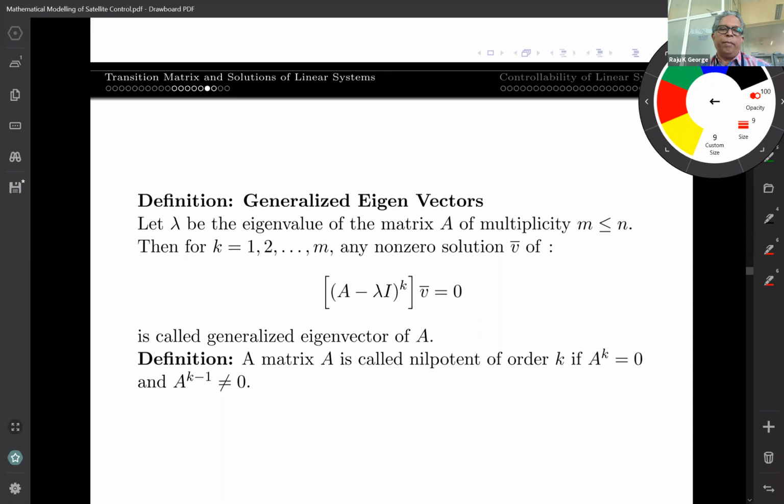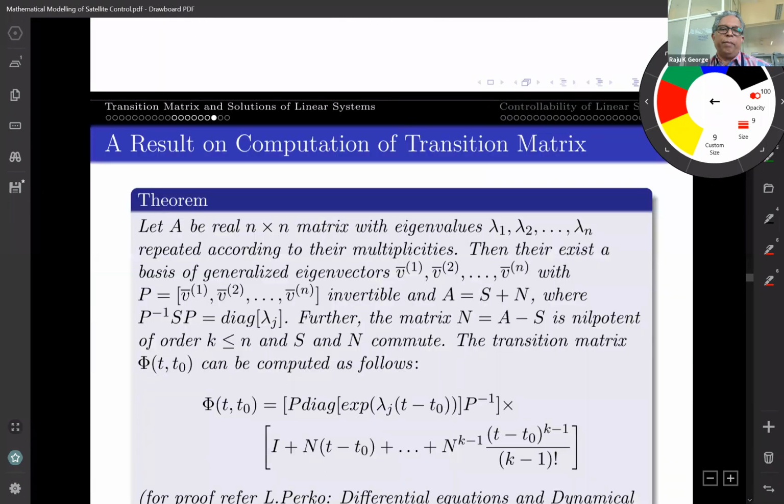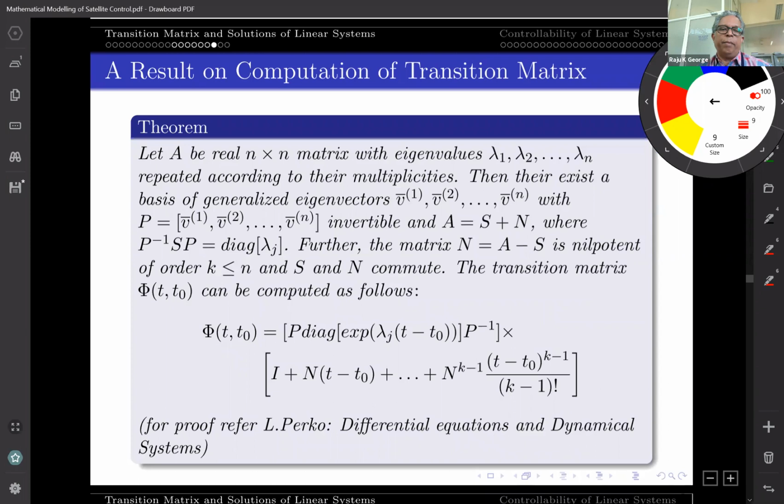Now, in the previous example, it was diagonalizable. You had two distinct eigenvalues, and you had two linearly independent eigenvectors. But if the eigenvectors are not going to span the entire Cn, then you make use of the generalized eigenvectors. A theorem says if A is an n by n matrix with the eigenvalues lambda 1, lambda 2, to lambda n repeated according to their multiplicities, then there exists a basis of generalized eigenvectors, and the matrix formed by the generalized eigenvectors is P.